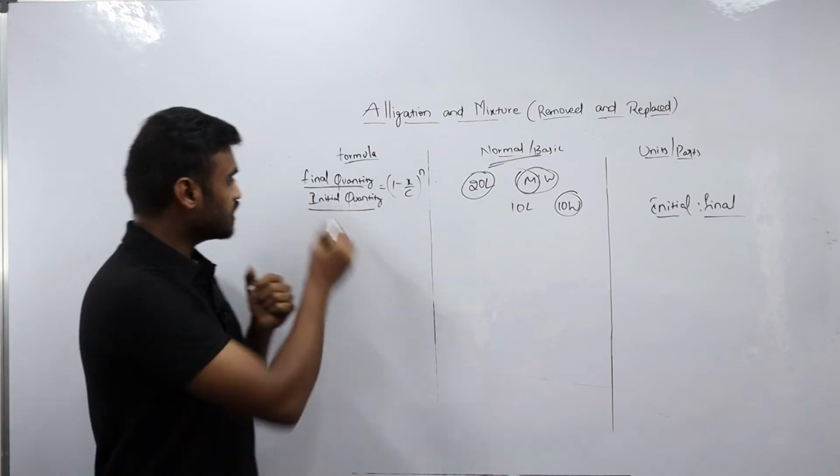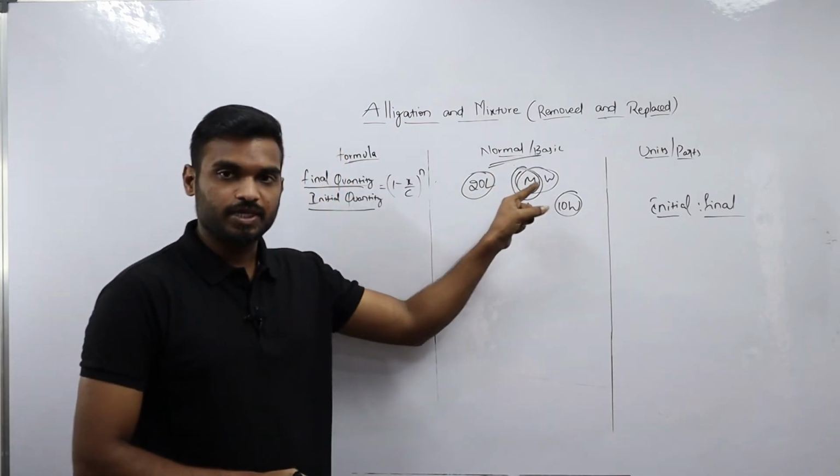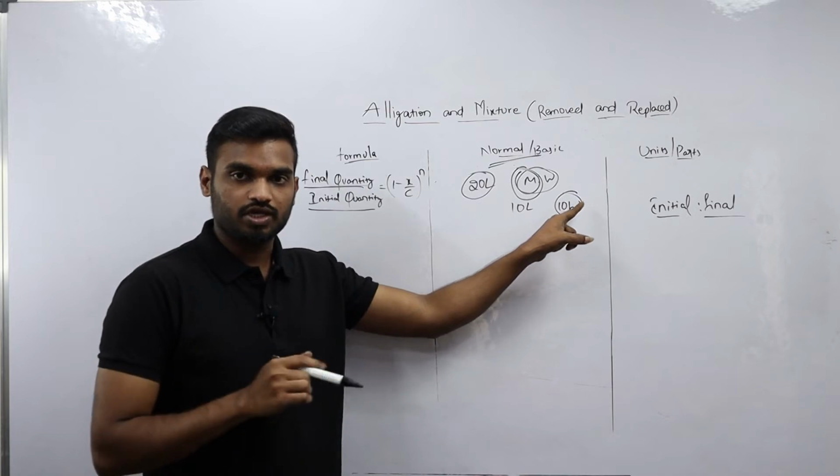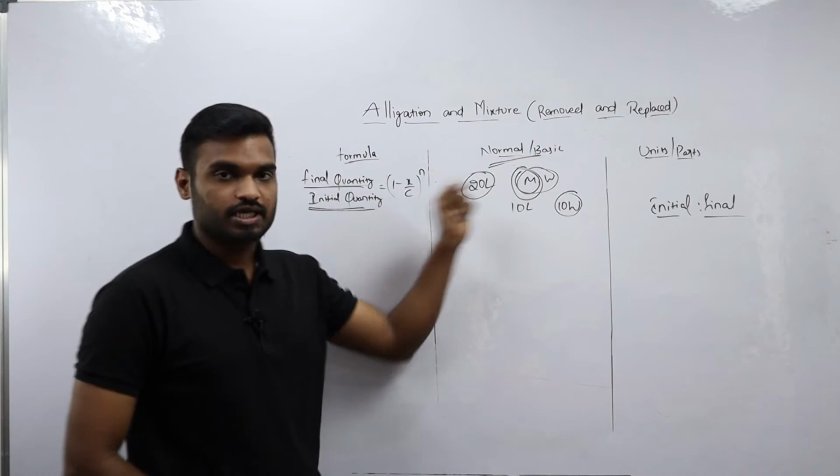Okay, that's the reason here initial and final quantity must be the values of milk, which is not getting replaced. Every time here we are adding water only. We are not adding milk here. That's the reason initial and final quantity must be milk here.